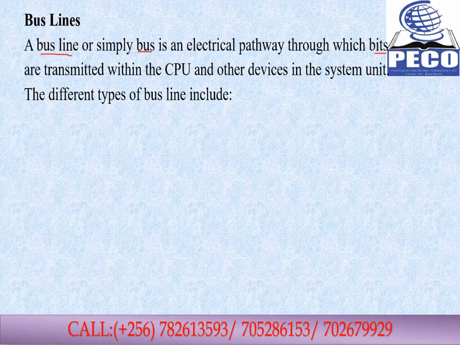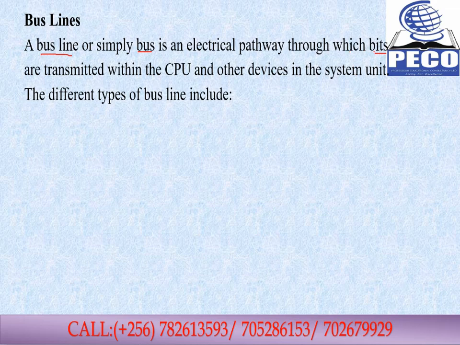The bus line aids in the transportation of data from one computer component to another, maybe from memory to CPU, from CPU to hard disk. So you need the bus. That's why I say a bus line, or simply a bus, is an electrical pathway through which bits are transmitted within the CPU and the devices in the system unit.